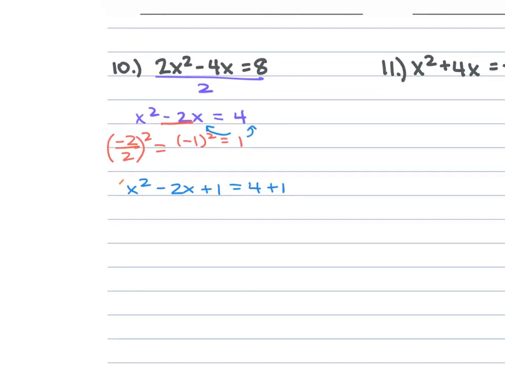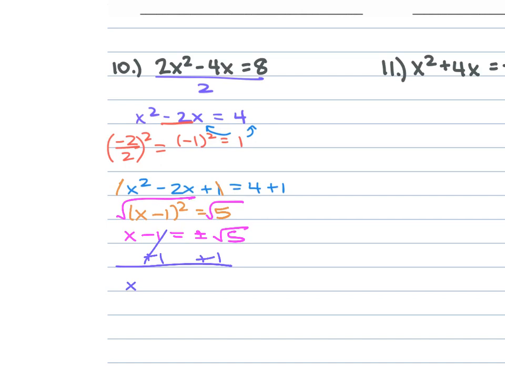From here, factor. So x minus 1 squared, add, is equal to 5. Take the square root of both sides. x minus 1 is equal to plus or minus the square root of 5. And then just add the 1 to both sides, and you get x is equal to 1 plus or minus the square root of 5.